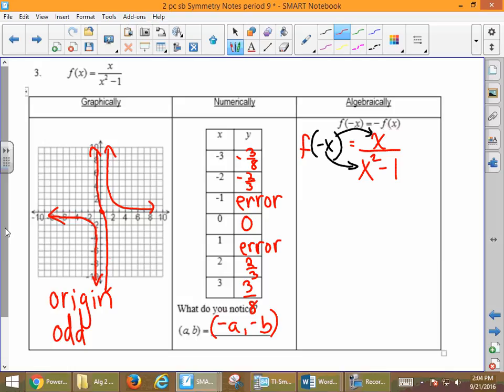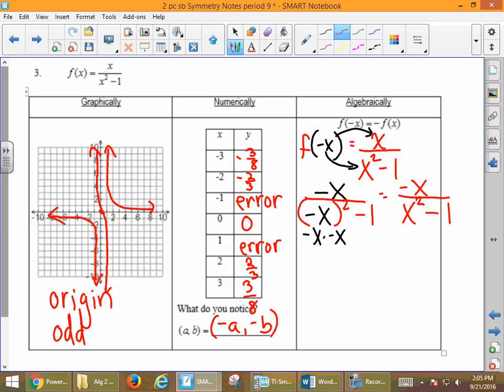So what that means is now we have -x divided by (-x) squared minus 1. When we look at this a little bit more closely to simplify, we can't do anything with the numerator. -x is going to remain -x. But (-x) squared means -x times -x. And two negatives, negative times negative gives us a positive. So this is going to be x squared minus 1.